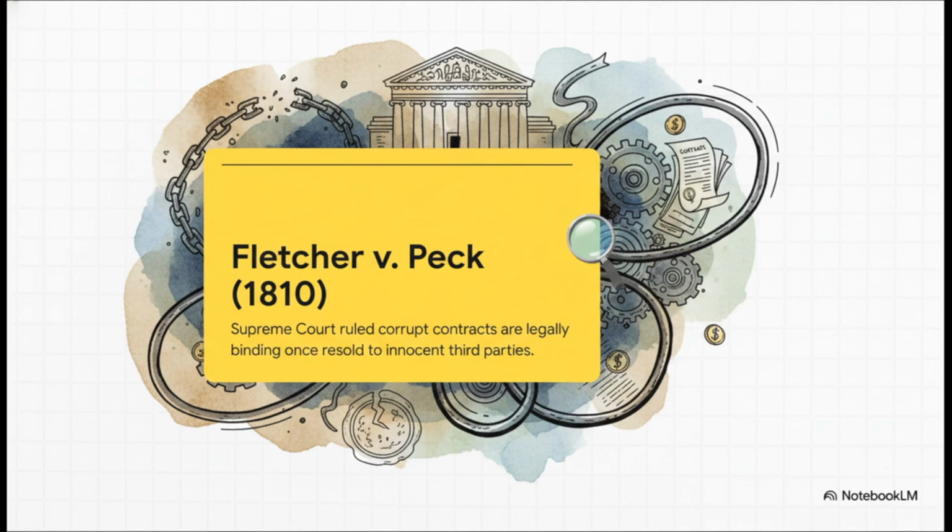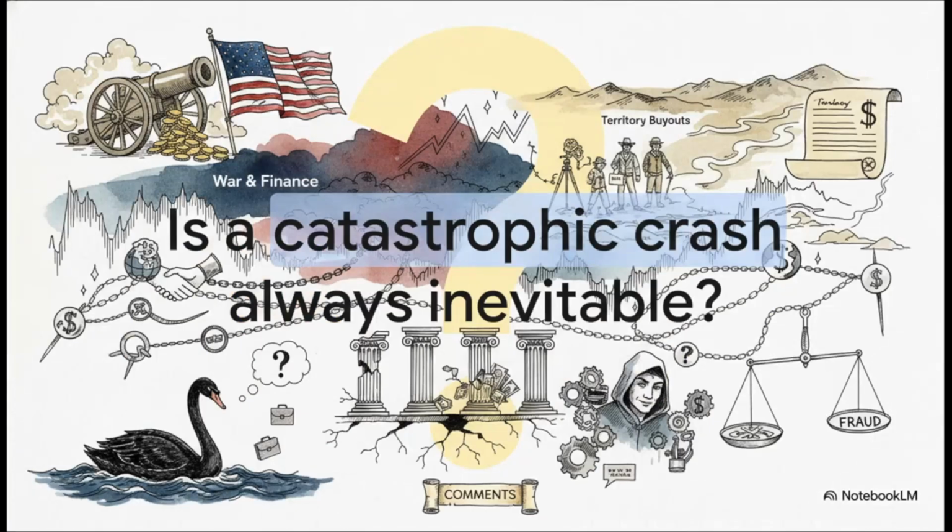A collusive lawsuit was pushed all the way to the Supreme Court. In 1810, Chief Justice John Marshall issued the Fletcher v. Peck ruling. Marshall ruled that the state's Rescinding Act was unconstitutional. He established that a contract, even a spectacularly corrupt one procured by blatant bribery, was legally binding once executed and resold to innocent third parties. It was a shocking ruling that effectively laid the ironclad foundation for modern American corporate law and the sanctity of the contract.